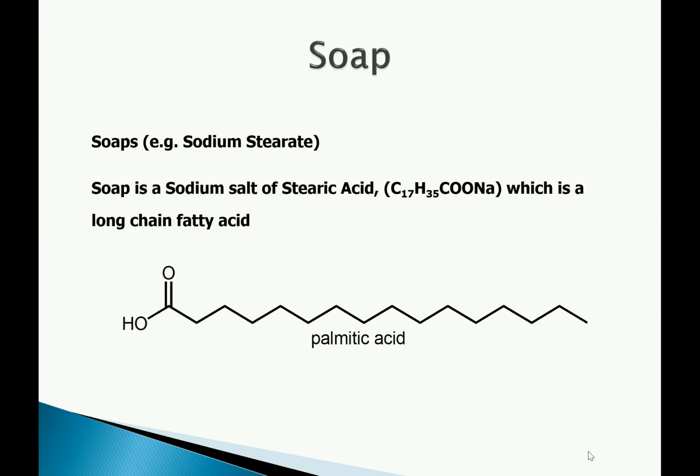So how does soap react with hard water? So this is a soap molecule here, really big molecule, but basically this is its formula for soap. So whenever we see this, we're going to know that it's soap.